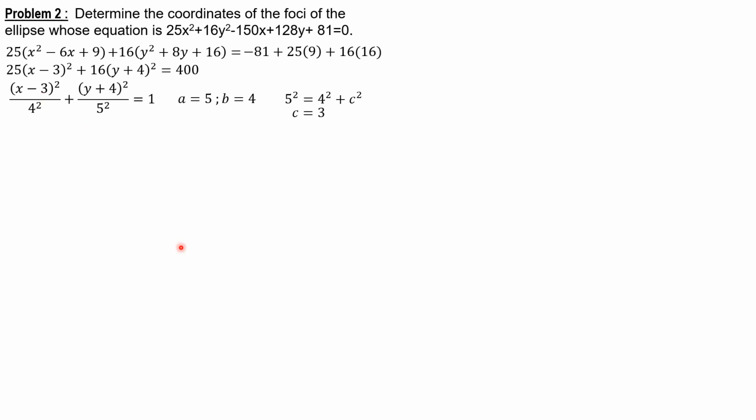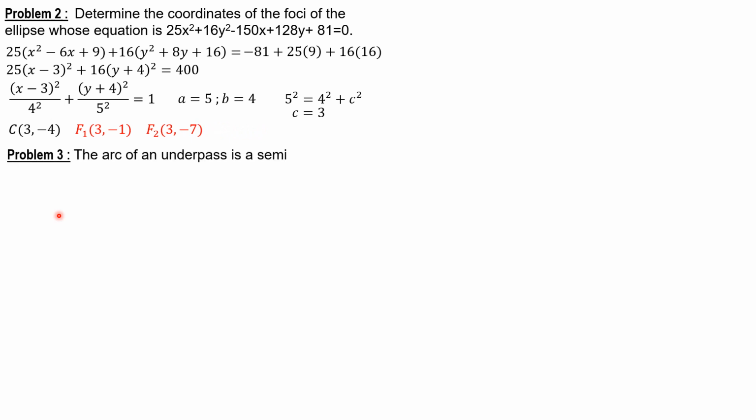By the way, the center is at (3, negative 4). Since the major axis is parallel to the y axis, one focus F1 is above, and it has the same x coordinate, 3, then negative 4 plus 3 is negative 1. So F1 is (3, negative 1), and F2 is below the center, negative 4 minus 3 is negative 7. So F2 is (3, negative 7). You then proceed to problem 3.